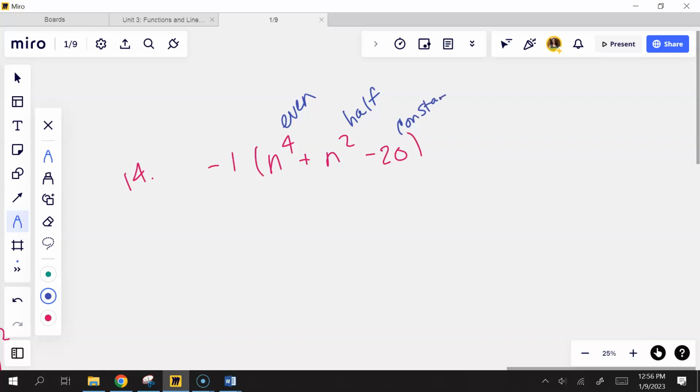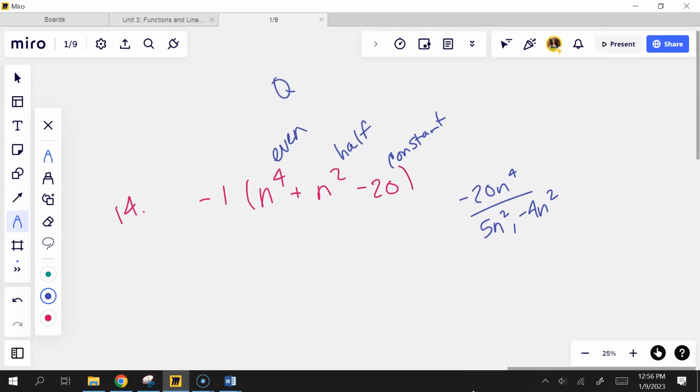And biggest exponent down. Yeah. If this happens and you get in this form, you can factor like normal. What multiplies to negative 20n to the 4th but adds to 1n squared? 5n squared and negative 4n squared. Wait, what? Y'all don't remember quadratic form?